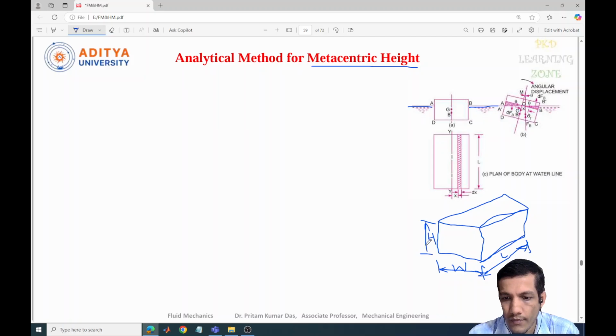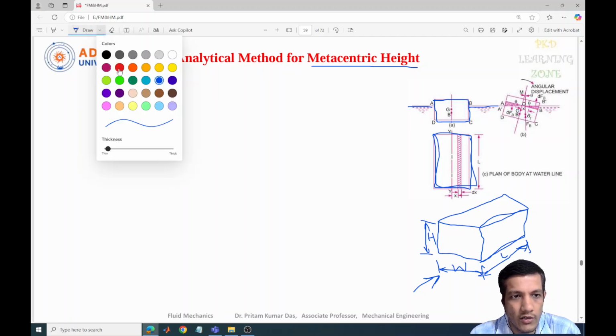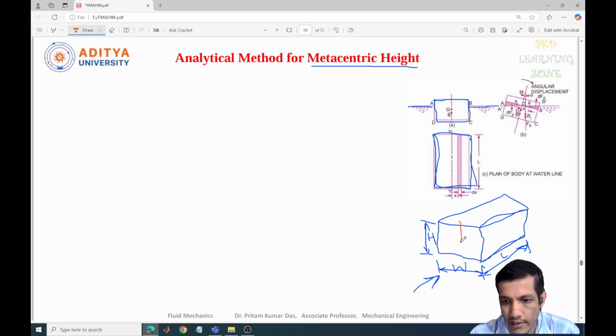When it is floating on the water, suppose this arrow mark is there, and this is the front view of this object, and this is the top view of that object. Now if I draw the axis line of this object, this is the axis line in the front view, and along the top view, this is the axis line of this object.